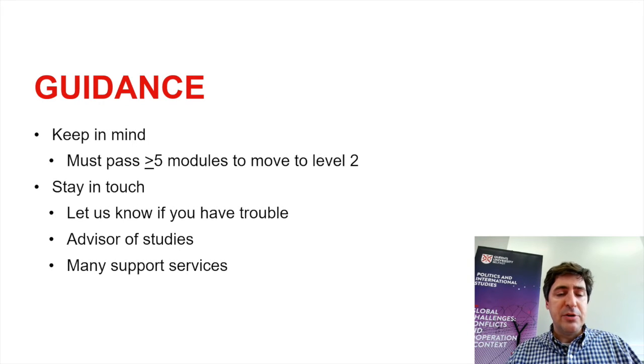The last thing I want to finish talking about are a couple of things to keep in mind. I'm not trying to scare anybody with this, but these are things to keep in mind so that, if any problems arise, we can solve those as soon as possible. The thing to keep in mind is you've got to take at least 6 modules during your first year, and in order to move to level 2, you must pass at least 5 of those modules. If you're not able to pass at least 5 modules, then you may have to repeat a module in the following year before you're able to move to level 2.